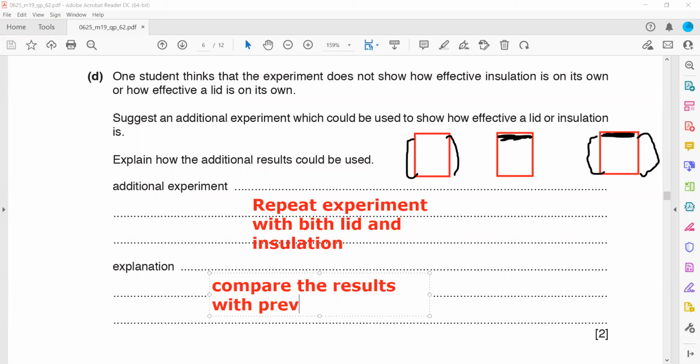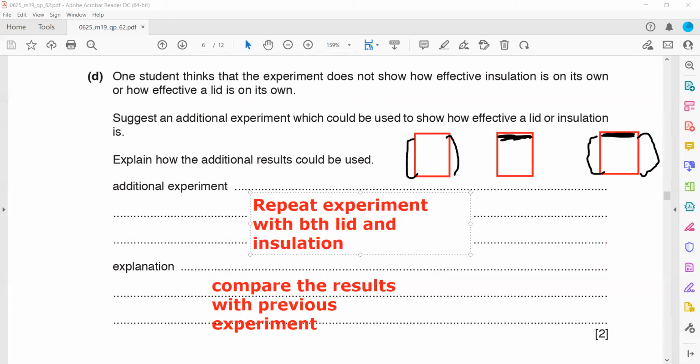With the previous experiments, you can also do without lid and without insulation as well. This is one way: you can mention repeat experiment with both lid and insulation. Or you can also mention repeat experiment without lid and insulation. So both answers are correct.